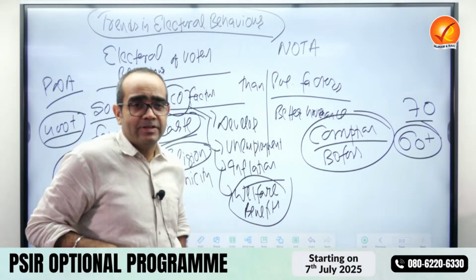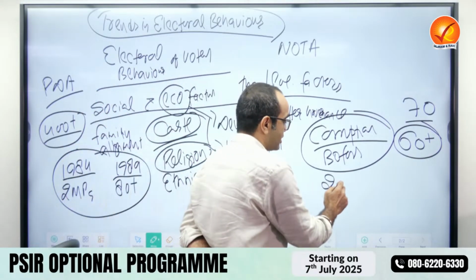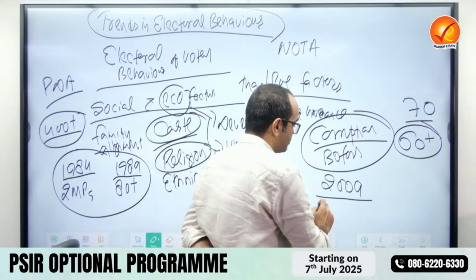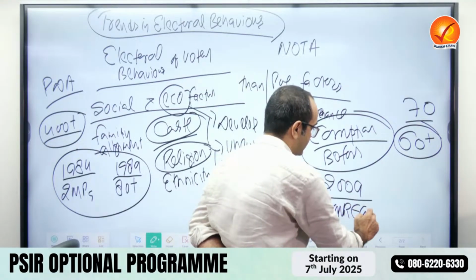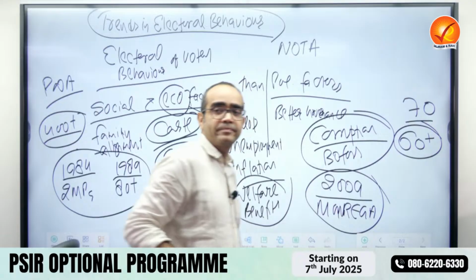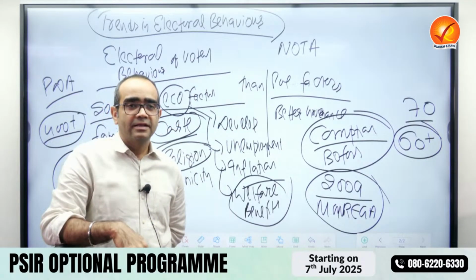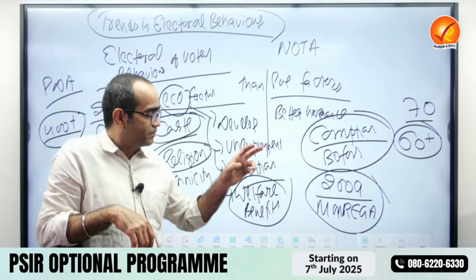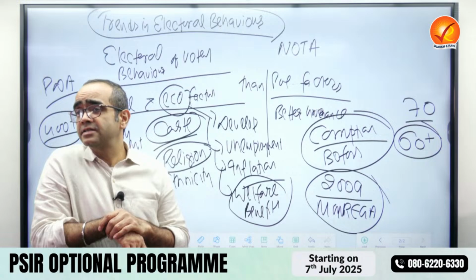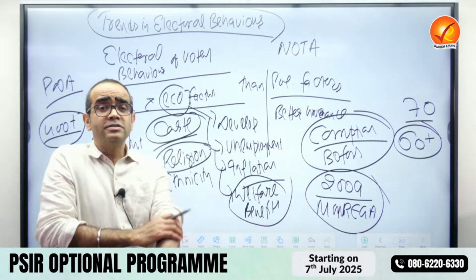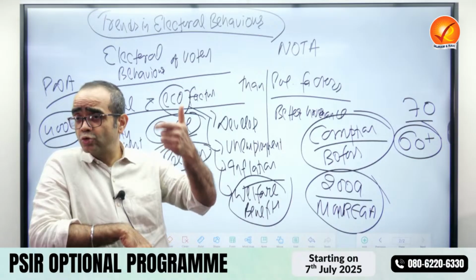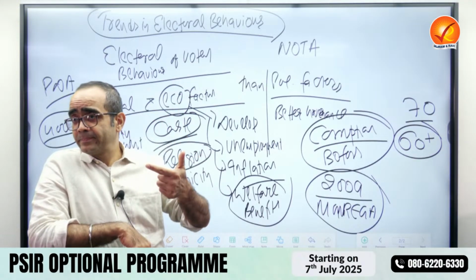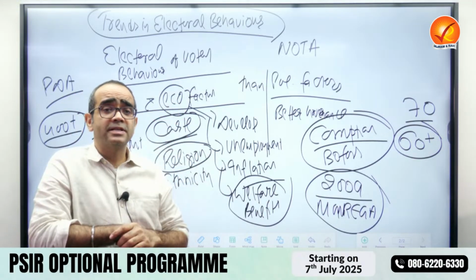And welfare benefits. In 2009, the Congress Party came back to power because one of the reasons was MNREGA. 10 years down the line, PM Modi got a second term. One of the reasons was his welfare schemes, Swachh Bharat Abhiyan, Ujjwala Yojana. So welfarism also plays an important role.